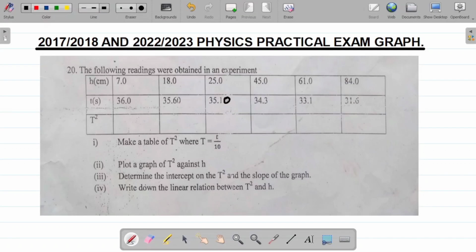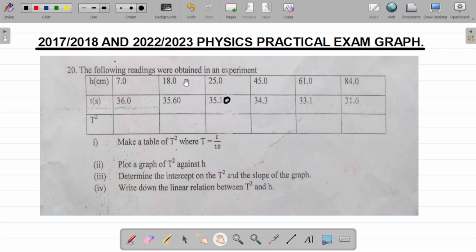For today's class, we'll be trying to solve the 2017-2018 and 2022-2023 physics practical exam. We'll be focusing on the graph section, which is always question 20. This question was repeated in 2 years, 2017-2018 and 2022-2023 session.